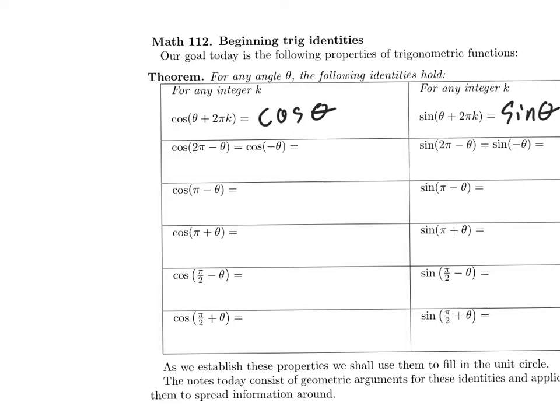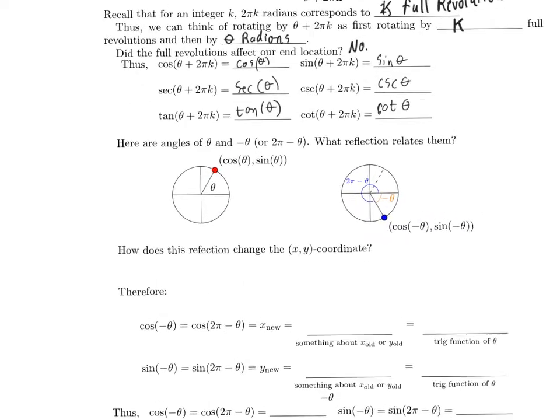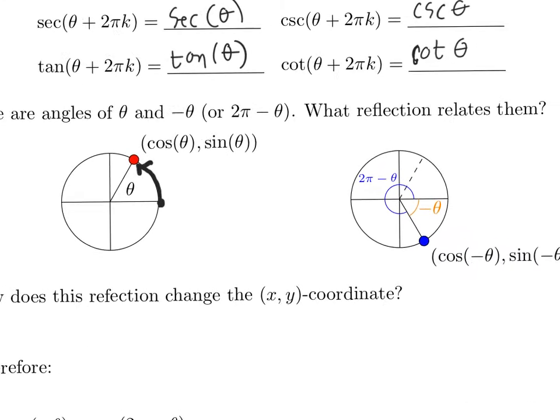Next, let's think about this sort of angle. Well, let's draw a picture to figure it out. This one's going to actually have some content. Here's an angle of theta. So I've started at 1, 0. I've rotated forward by an angle of theta. I landed at cosine theta comma sine of theta.